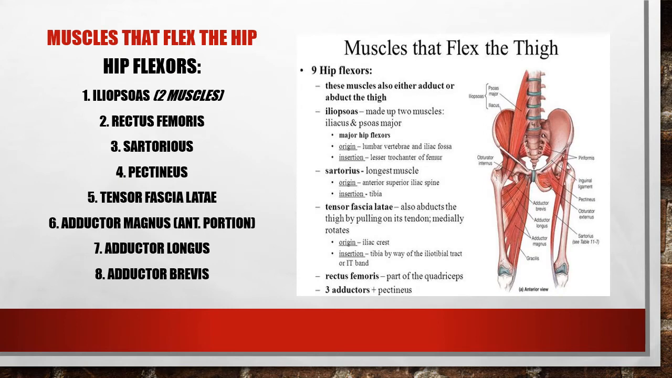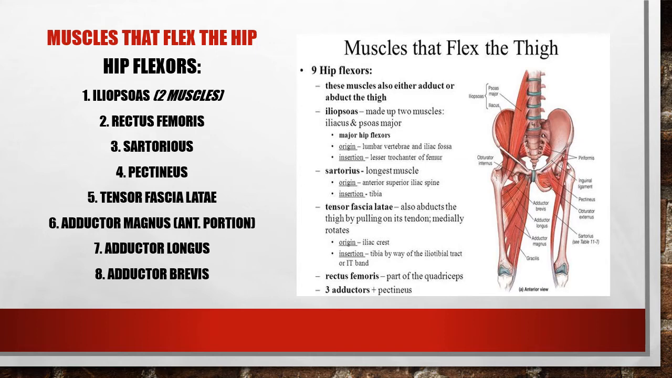Okay, so now we'll look at the muscles that flex the hip, that extend the hip, that abduct the hip, and so on. Right now, let's look at the muscles that flex the hip. If you look on the right, it says 9 hip flexors, but on the left, we numbered them 8. Why? Because the iliopsoas is actually made up of 2 basic muscles, the psoas muscle and the iliacus. So it's called the iliopsoas.